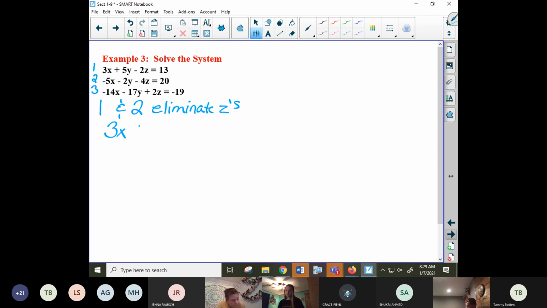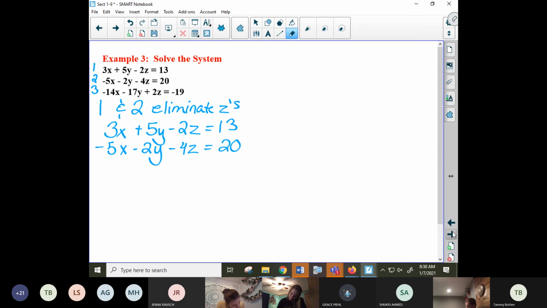So I have 3x plus 5y minus 2z equals 13. And then negative 5x minus 2y minus 4z equals 20. And I need to eliminate my z's is what we decided. Okay? So one of them is a negative 2z, one's a negative 4z. If I multiply this top equation by a negative 2, that should work. Okay, so I'm going to multiply this top equation by a negative 2.